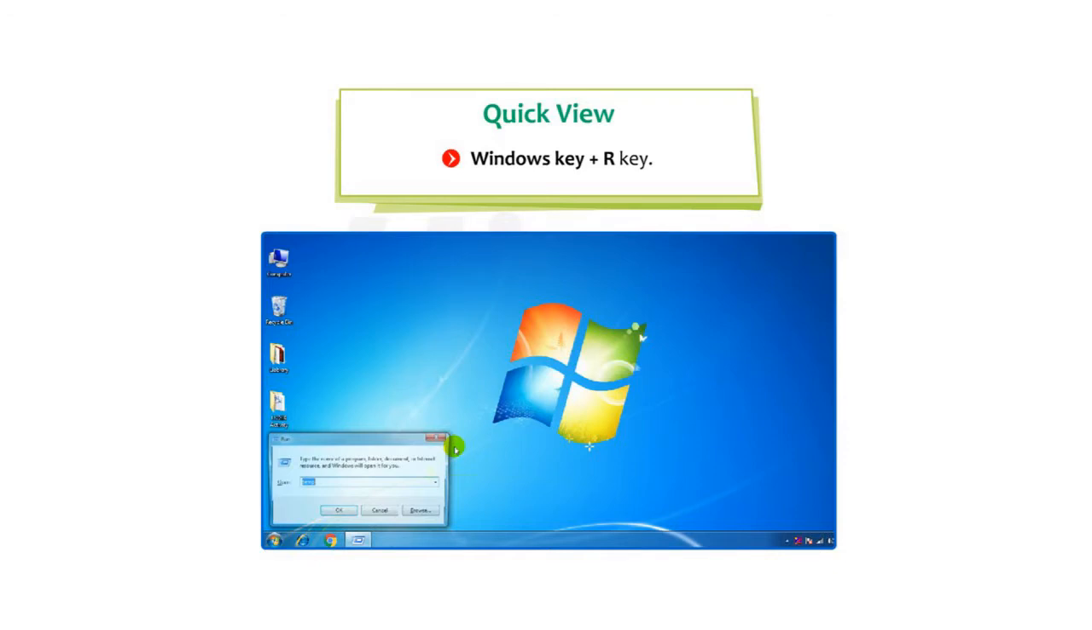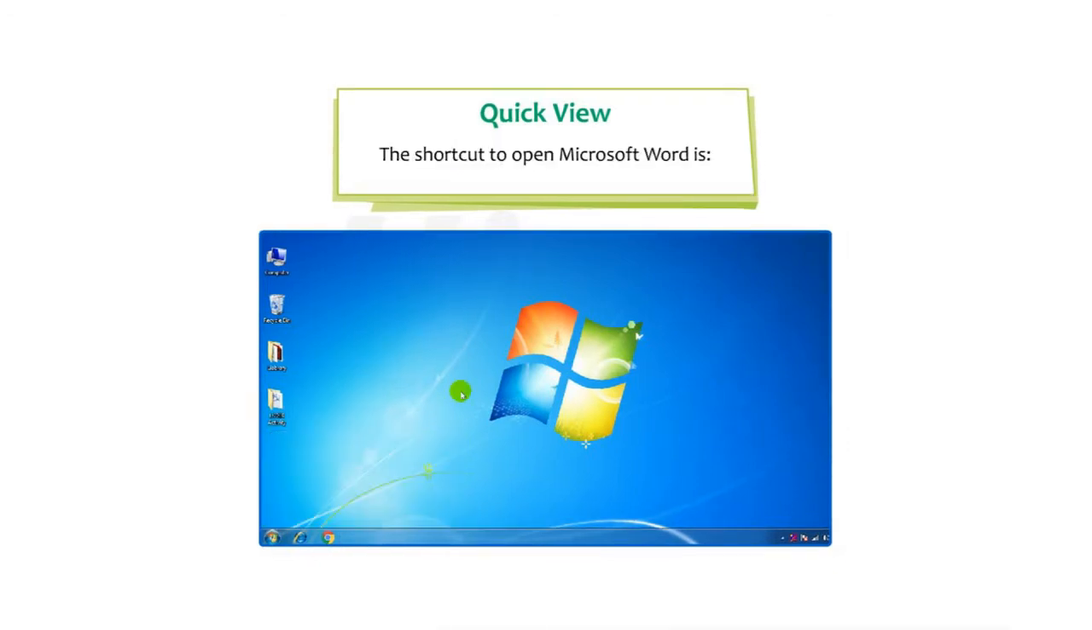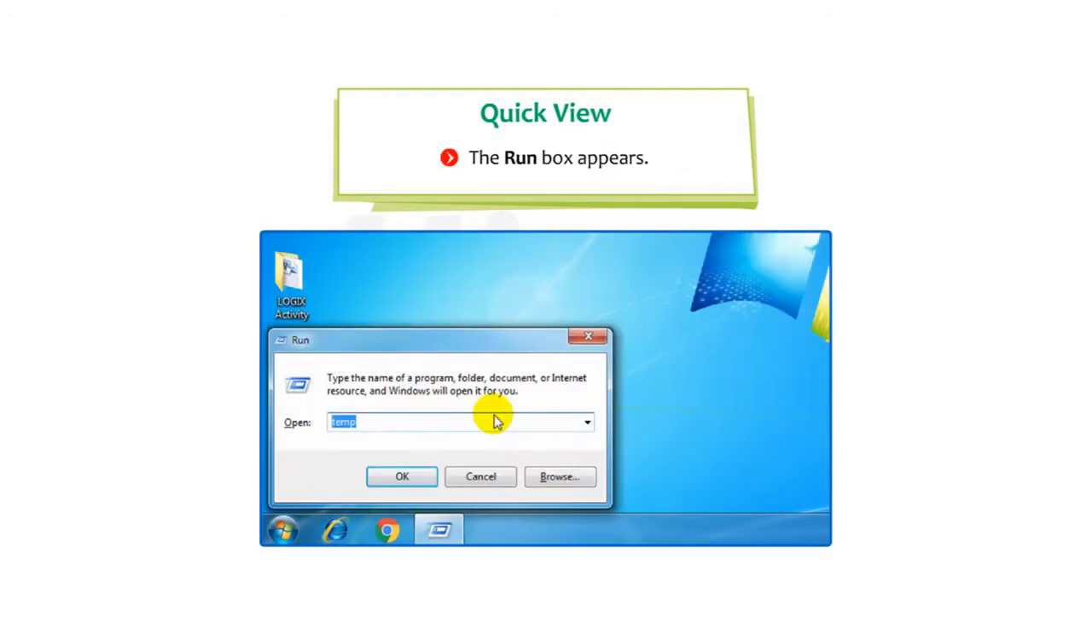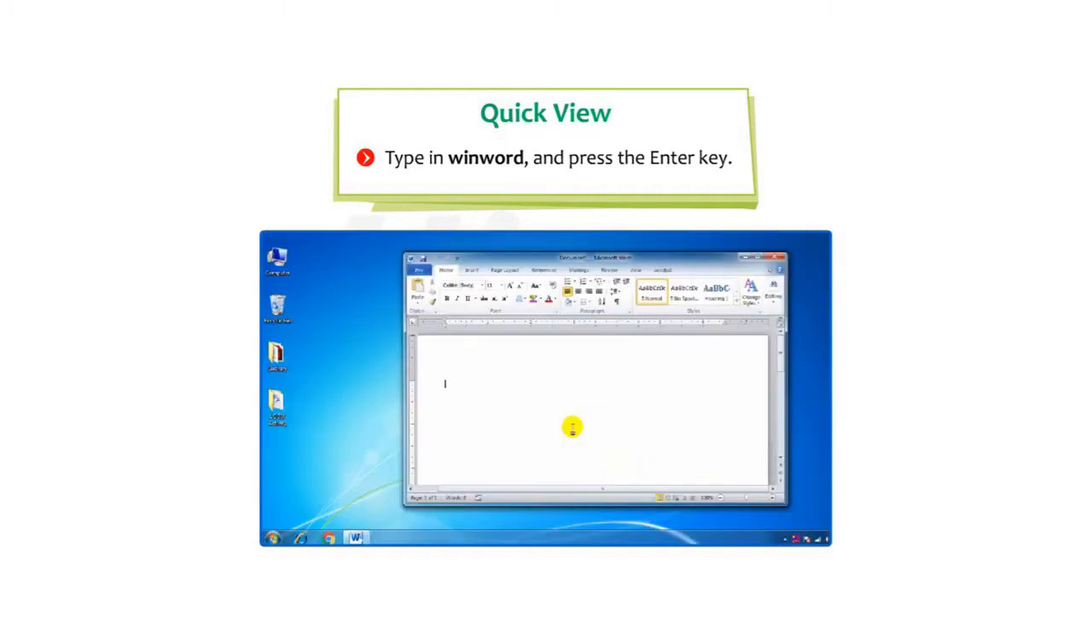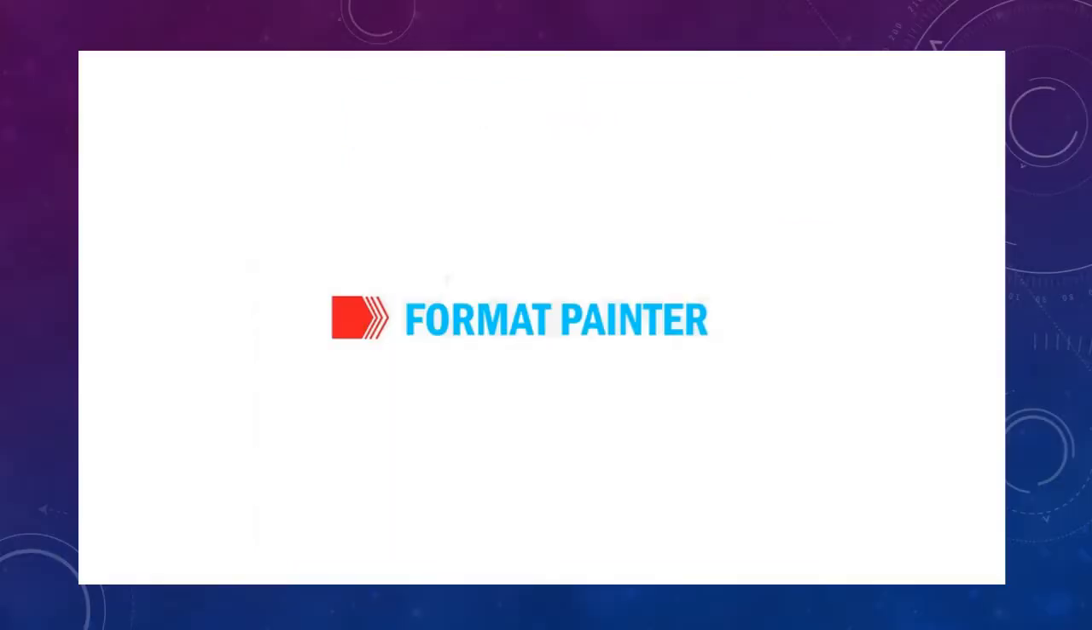The shortcut key to open the Microsoft Word is Windows key plus R key. The Run box appears. Type in WinWord and press the Enter key. You will observe that Microsoft Word screen will be opened. Now, let's start with Format Painter.